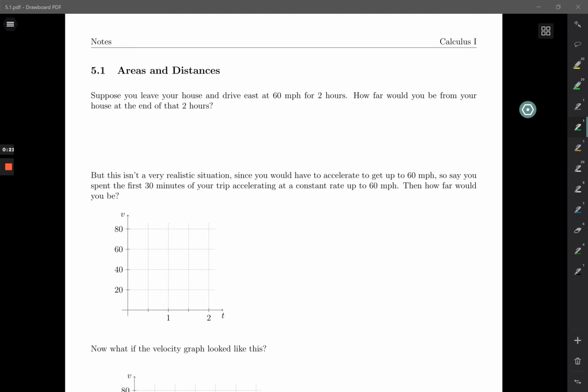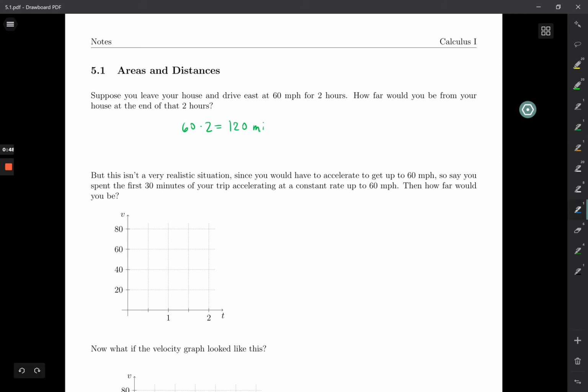So you're driving straight away from your house, and this is easy to compute since this is a pretty simple problem. So you just take how fast you were going and multiply it by how long you were driving for. So that would be 60 miles per hour times 2, and so that would be 120 miles, right?